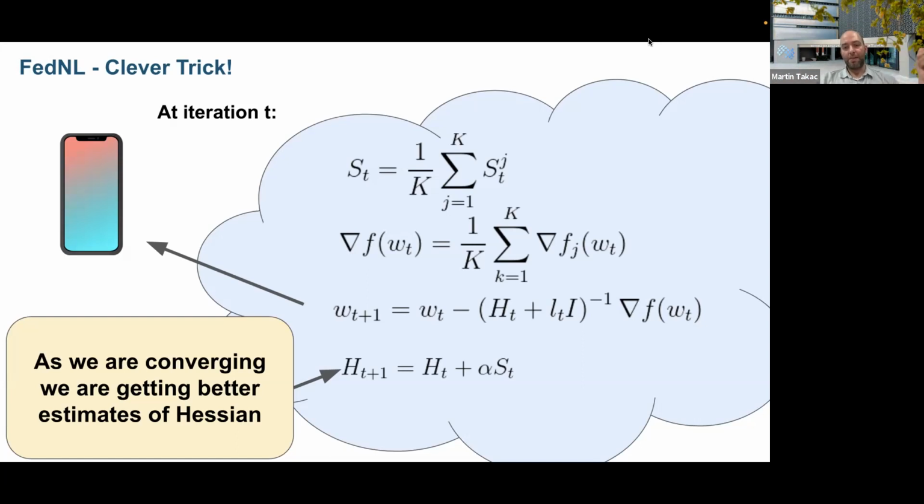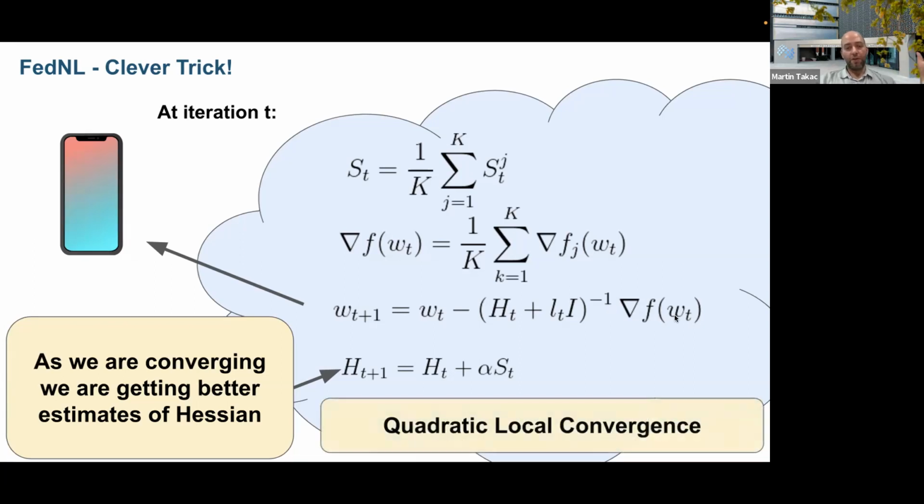And also, what is nice about this method is that as you're converging, those H_t's will be getting closer to the Hessian, and therefore this will turn into the Newton step, right? It will be Hessian inverse times gradient, which is nice. And also you have this quadratic local convergence: once you get close enough to the optimal solution, there's some radius where your algorithm becomes very, very fast, which is nice, okay?